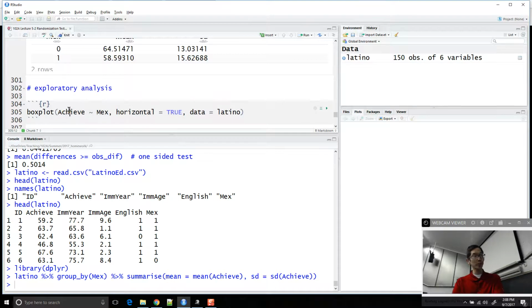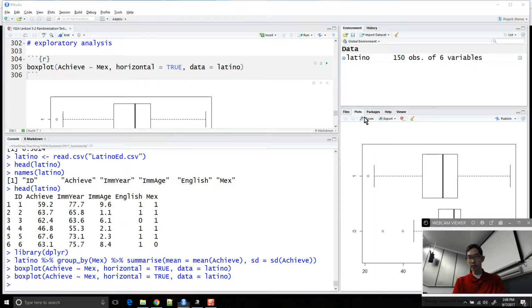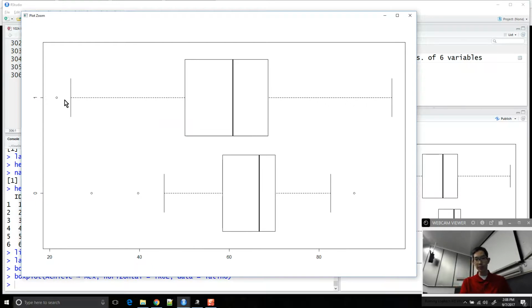We can create some graphics to get an idea of what this might look like. This is kind of what it looks like. The lowest value seems to be a little over 20, and the highest a little under 100. 1 is those from Mexico, and 0 is those who are not from Mexico. This is the difference that we see.